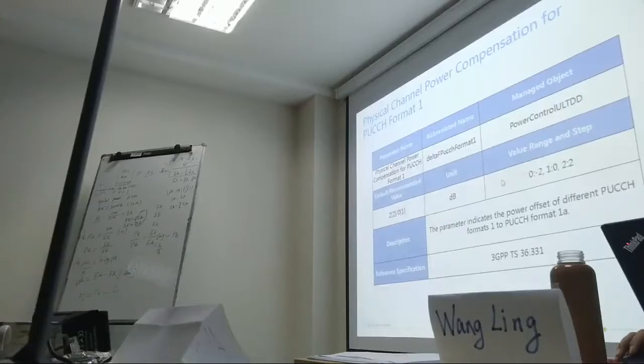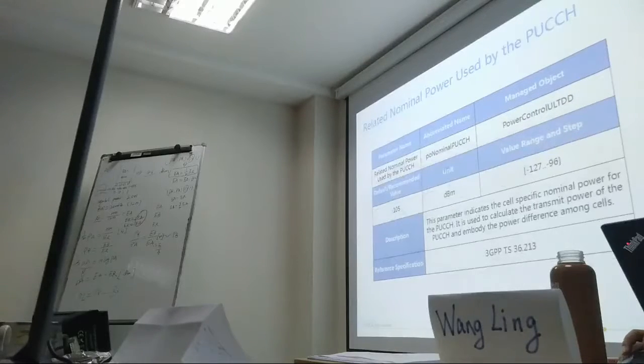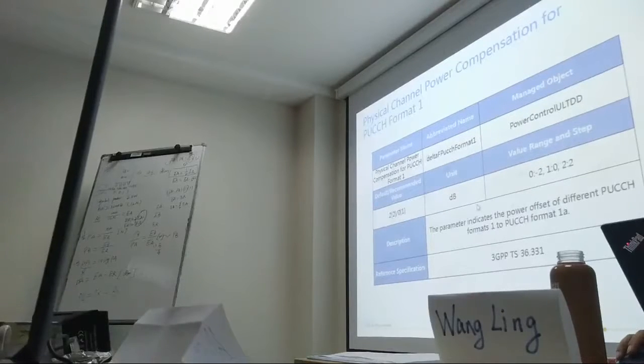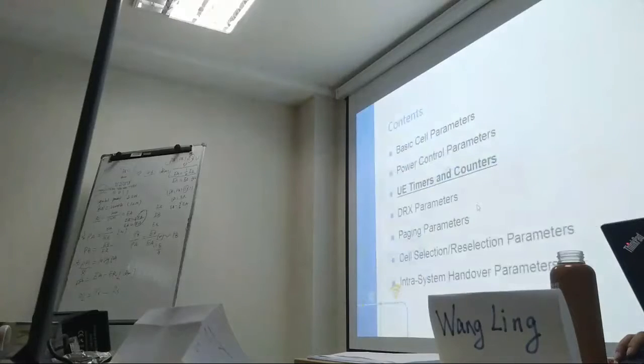So when we set this value, it's based on format 1A. For other different formats, we will give it a compensation. We don't define every different format. We just define one format's basic value, and for all others you can give it a compensation. We will set the compensation for each. Yeah, that is the parameters related to uplink control.